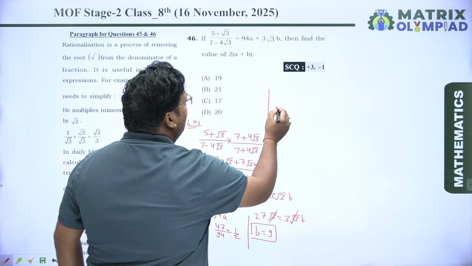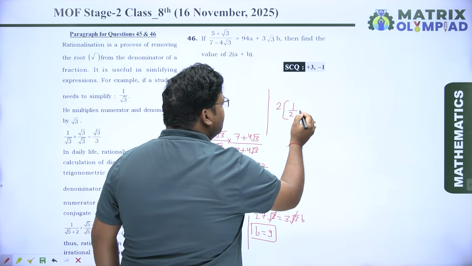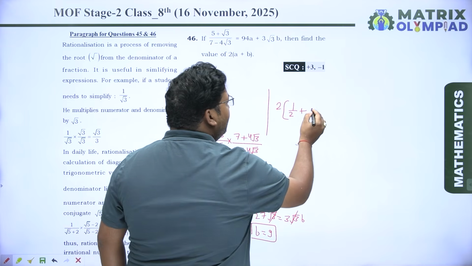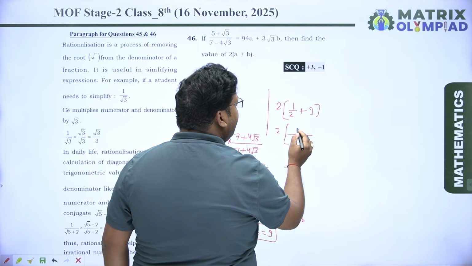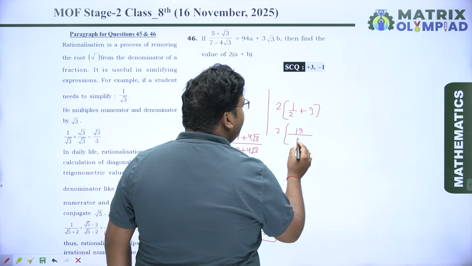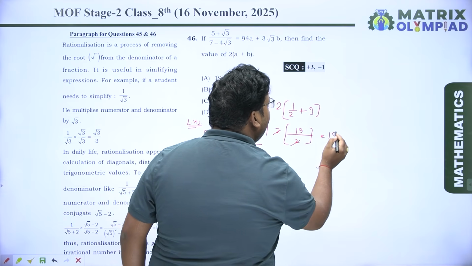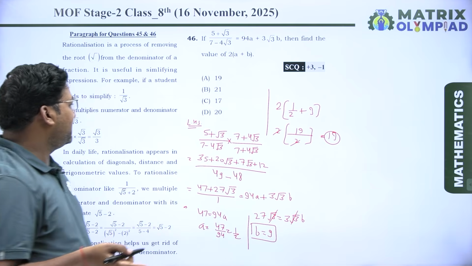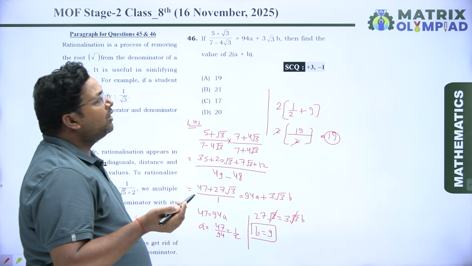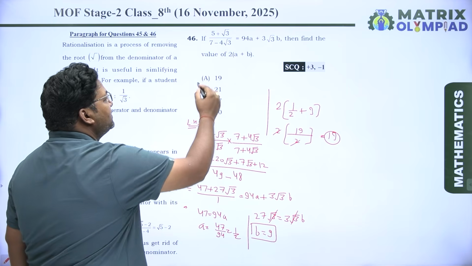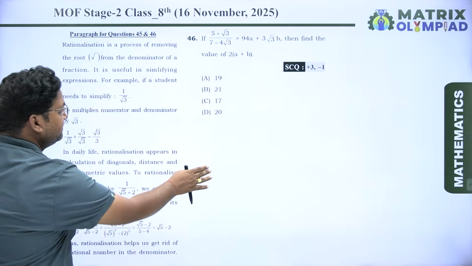Now we have to find out the value of 2 into a plus b. So the value of a is 1 by 2 plus the value of b is 9. So it is 2 into 9 is 18, 18 plus 1 is 19, 19 upon 2 into 2, 2 and 2 are cancelled out. So we will get the value of 2 into a plus b is 19, which is in option A. So option A is the right answer. Now coming to the next question.